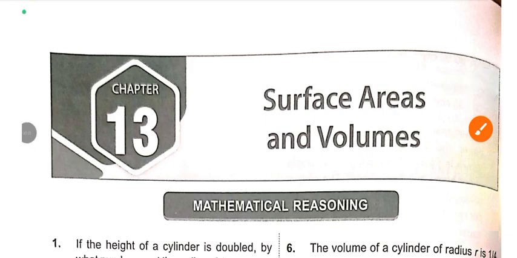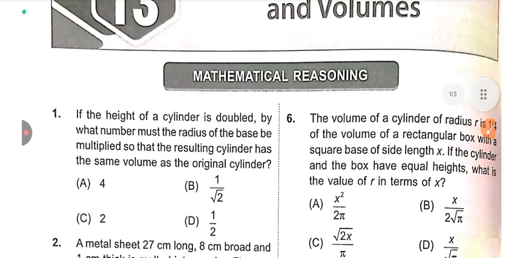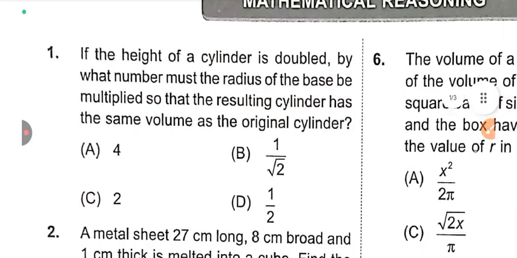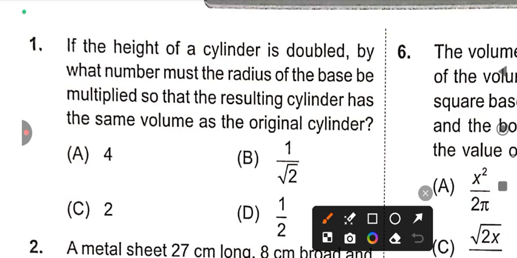Learners, today we are going to solve chapter number 13, surface areas and volumes of class 9 IMO workbook of MTC publication. First section is of mathematical reasoning. Question number 1 is, if the height of a cylinder is doubled, by what number must the radius of the base be multiplied so that the resulting cylinder has the same volume as the original cylinder?